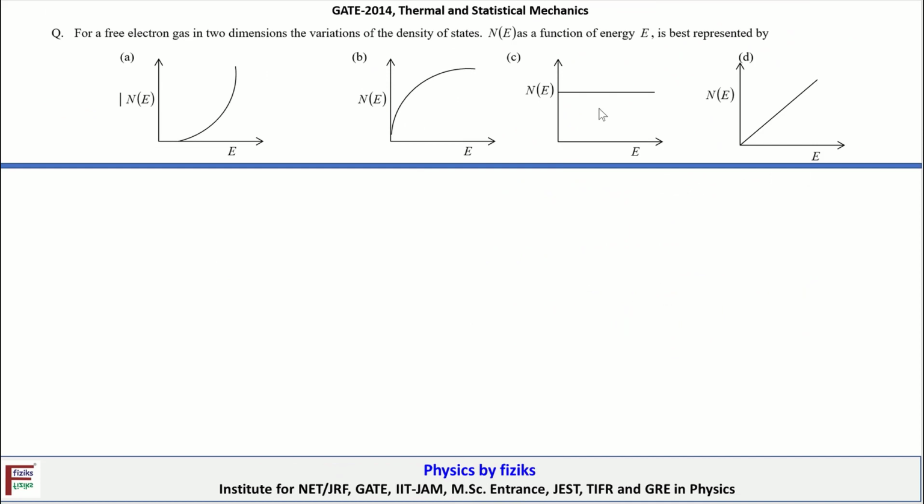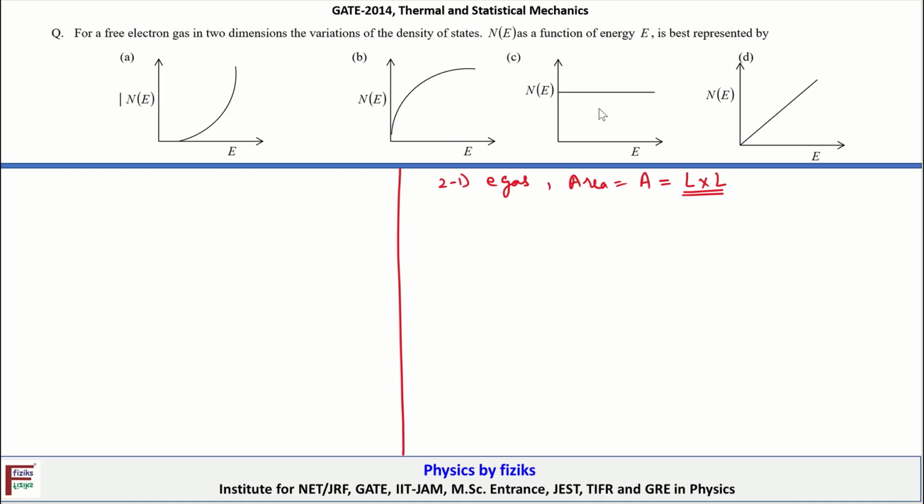Let's take a look at the next problem. For the free electron gas in 2 dimensions, the variation of the density of states N(E) as a function of energy is best represented by. For this purpose we must have an idea about the variation of density of states with the energy, and this can be quickly calculated as below. For the 2D electron gas confined in a system whose area is A, or in simple words area equal to L cross L, a two-dimensional box of length L.